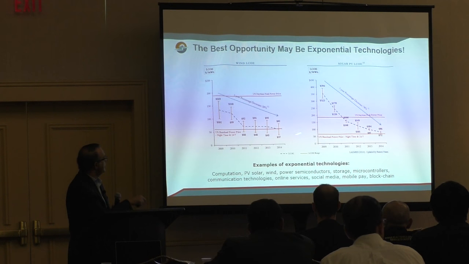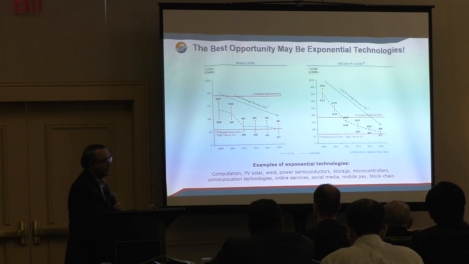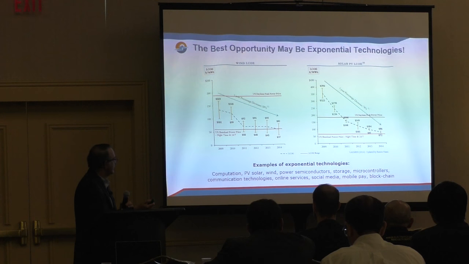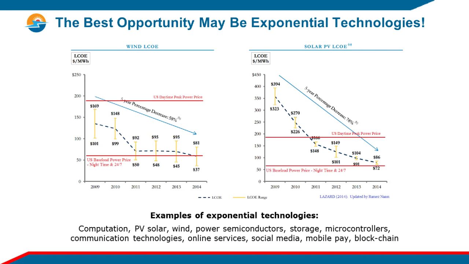Okay, but the problem with both of these is they're extremely variable. And you cannot count on them being there when you want them to. So the straight line answer is, let's put in more storage. Well, that's not necessarily the right answer, because then the cost advantages of this are lost. So the way we think about this is that it's not just solar and wind that are exponential technologies, but these are based on other exponential trends that have been going on for a long time. Computation is one, PV and solar, wind. Power semiconductors, they've been on an exponential decline for the last 25 years, and continue to go.